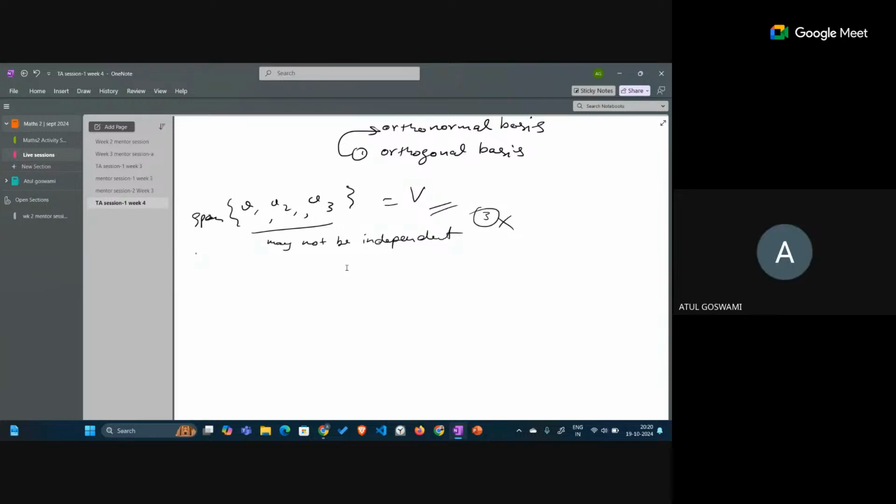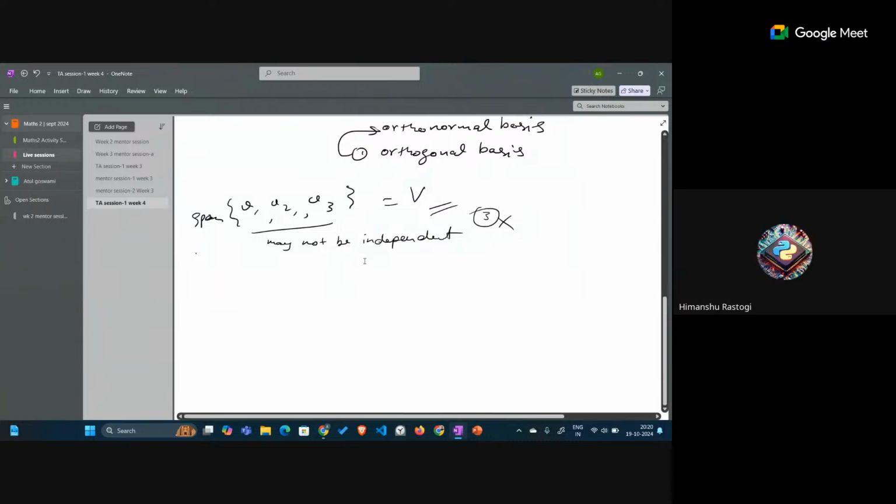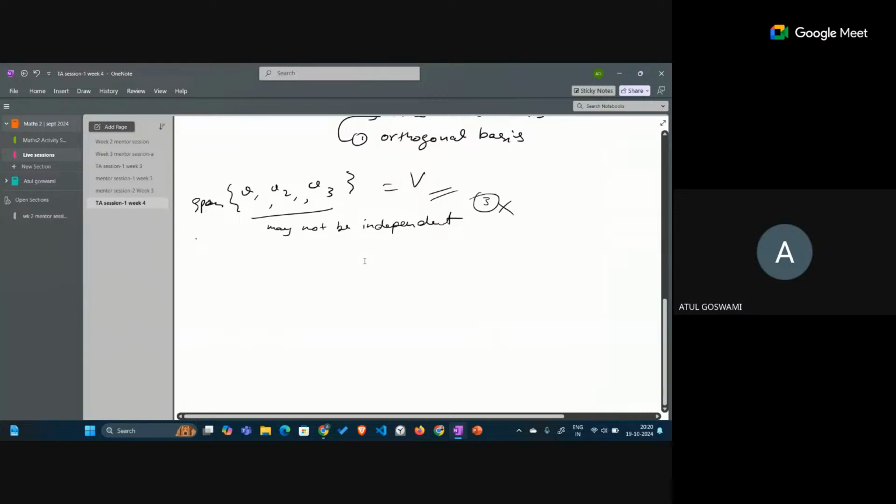Sorry, what do you say? At least, at most. Sorry, at most, yes. At most three dimensions. So that we can say actually, but it is possible there are some vectors which are dependent. So we are not sure.